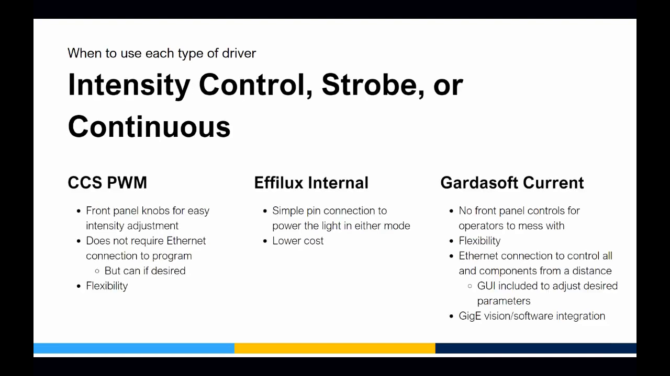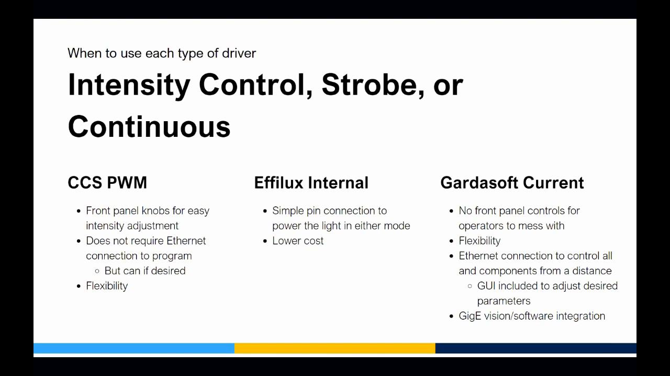So let's say the next scenario is you want to have intensity control, you want to strobe or use the light in continuous mode. There isn't necessarily one controller or one driver that's better than the other in this case. It's going to come down to preference. So I'll go through the pros and cons of each one, what their strengths are. So for CCS, we would recommend having pulse width modulation.